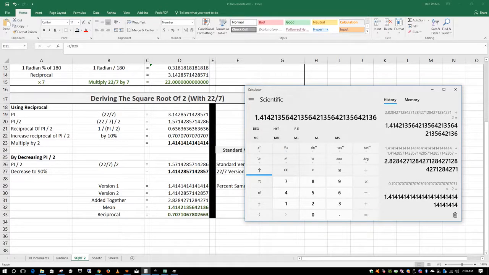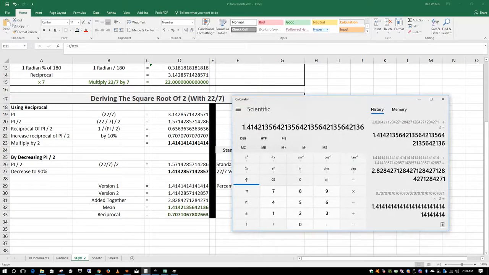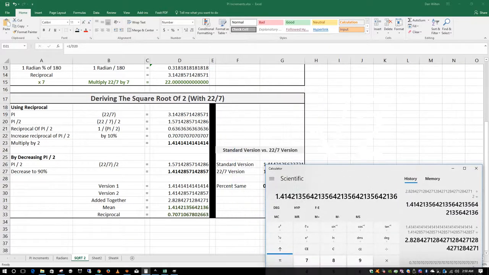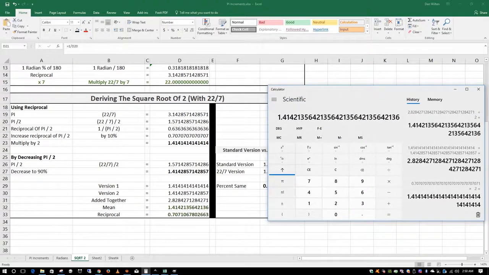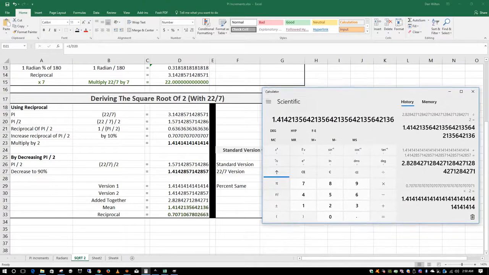And this number that you see right here is very close to what they give you on your function for the square root of 2. And you've actually seen how we've derived it using very simple means, right? We've increased things by 10%. We've decreased them by 10%.